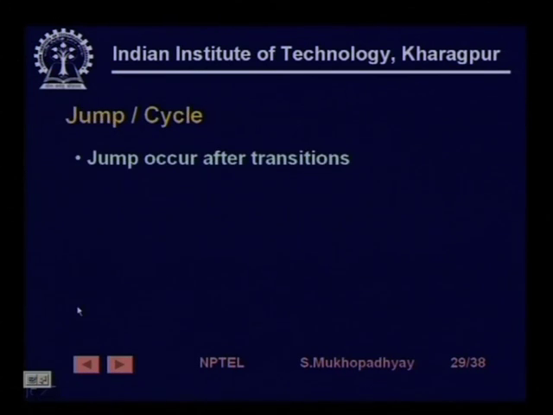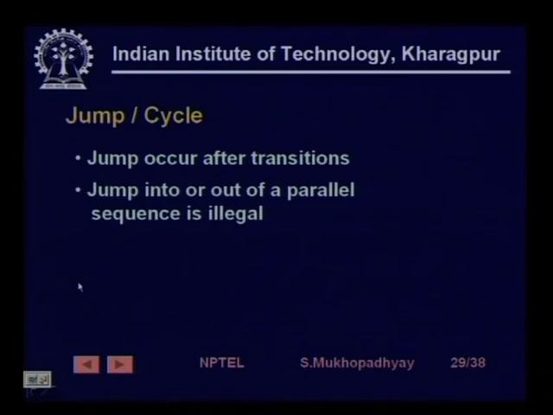In a jump cycle, the jump occurs after transitions, and a jump into or out of a parallel sequence is illegal, because you cannot jump out of one sequence when you are in parallel. You must enter them together in any parallel sequence. While you are executing the sequence, you may be in different states at different arms, but you must enter them together and you must leave them together.